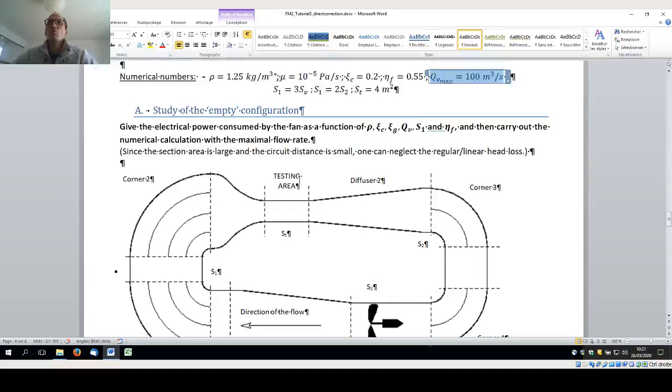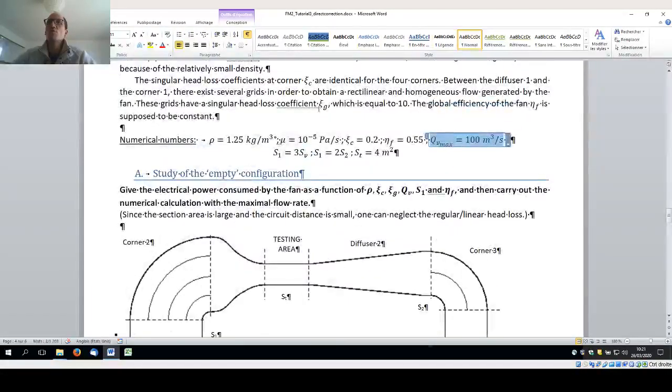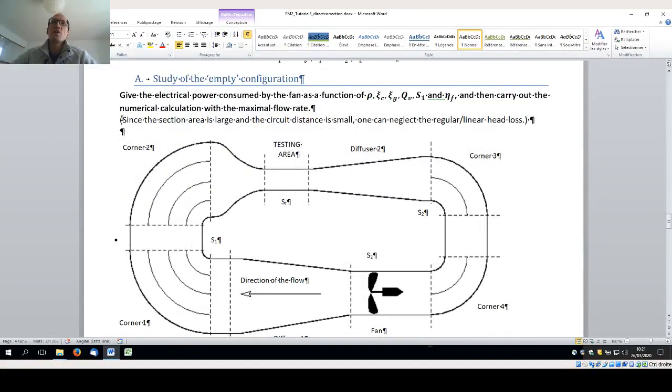So what we want to first know is what is basically the power of the fan you need to set up in this device in order to be able to satisfy the flow properties we want to achieve, especially the flow rate here. And after we can do the calculation. What is said here is that the section area is pretty large and the distance in the circuit is not so long, so you will neglect regular and linear head losses here.